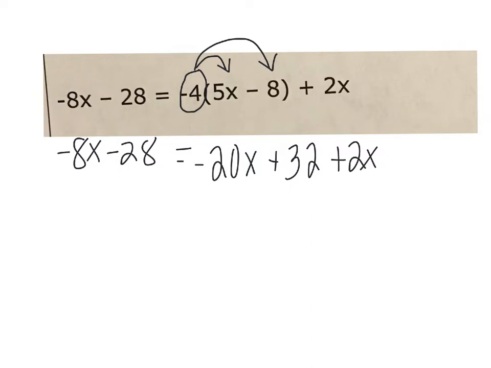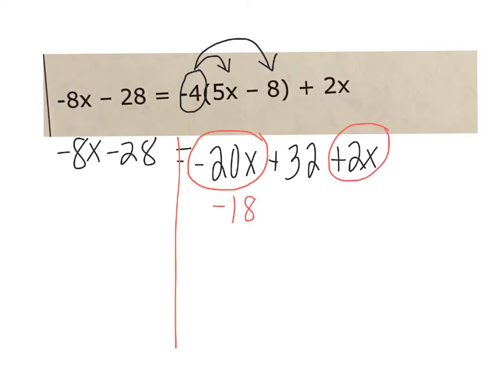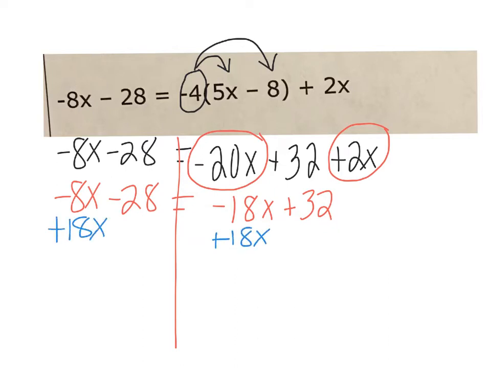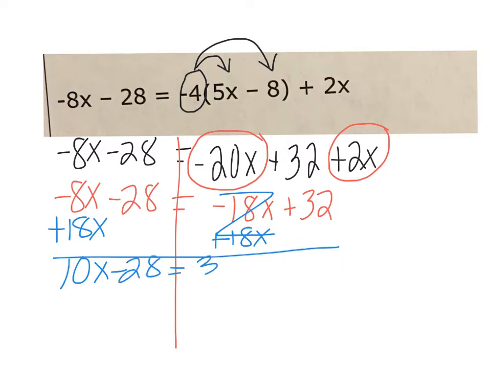So that was your first step, taking care of the distributive property. Next, take care of your variables. We've got -20x and +2x on this side, so we can combine them first to make -18x. Then again, bring everything down. Now look at the variables here: plus 18x, plus 18x. This zeroes out. -8 plus 18 would give you 10x. Bring down your -28 and your 32.